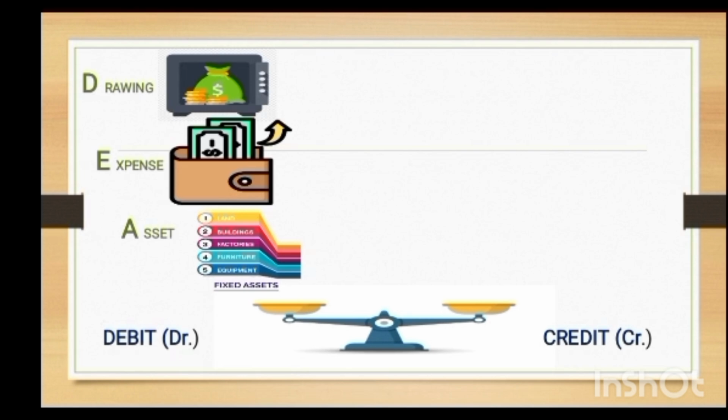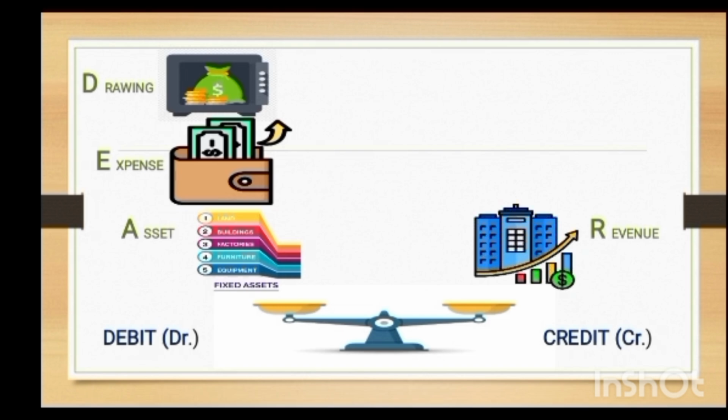Now, come towards the other side, that is credit. Let's see. First of all, revenue. What is revenue basically? Revenue is the income. Each and every business is working to get the income, to get the profit, to get the revenue. So when the revenue increases, it will be credited in the bookkeeping transaction.